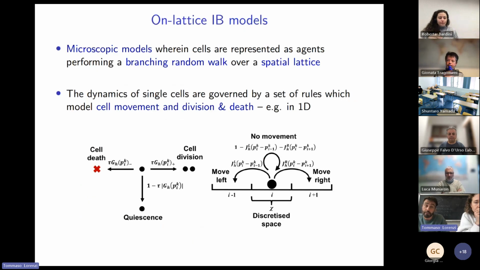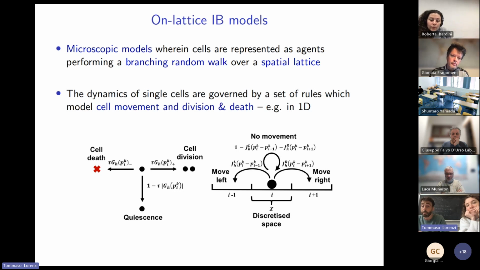A first type of individual-based models which can be considered in this framework are on-lattice individual-based models, which means essentially that we look at our cell population as a collection of agents which are distributed on a lattice, which represents a discretization of the physical space. And then the movement, proliferation and death of cells is described as a branching random walk. That is, the single cells perform a random walk in the physical space since they move. And it's a branching random walk in the sense that they can also divide or die during their dynamics.